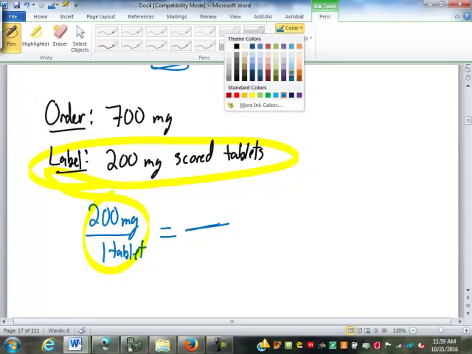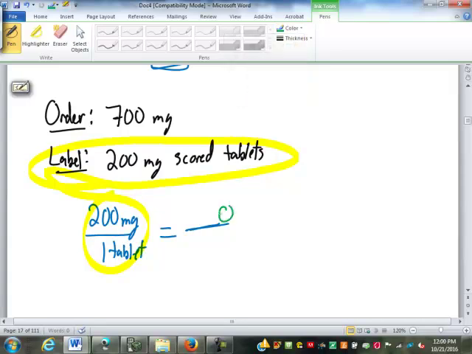because whatever goes on top here has to have the same units as what's on top over here. This has to be milligrams. Whatever goes on bottom here has to have the same units as what's on bottom over here. So this has to be tablets.